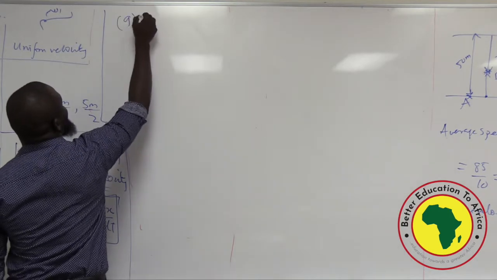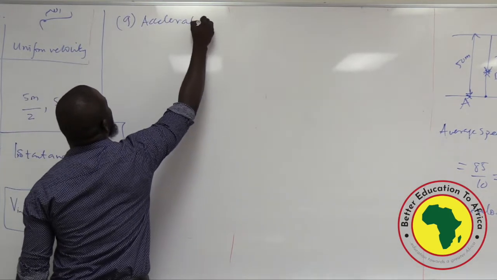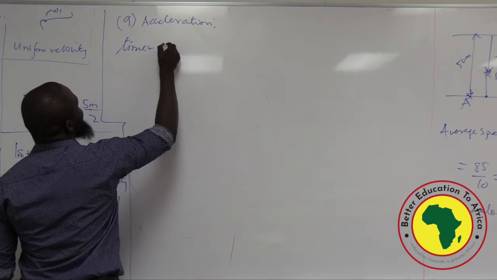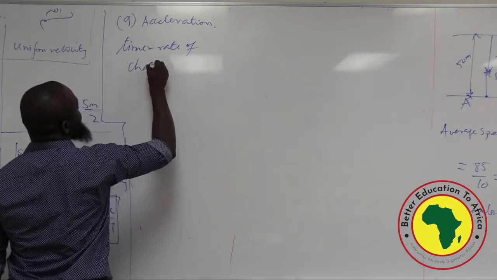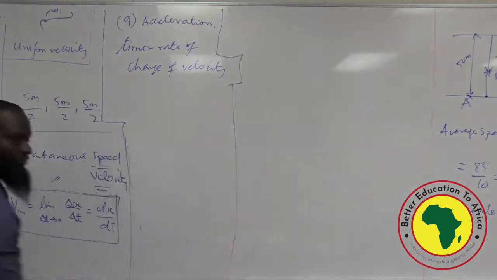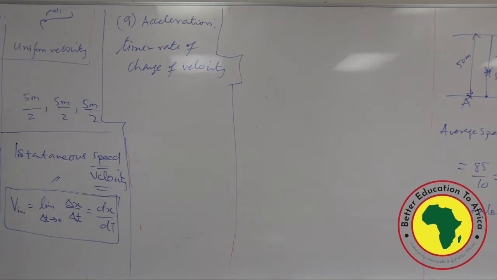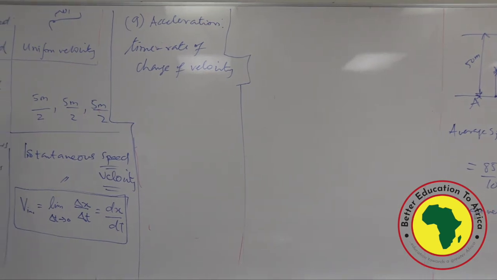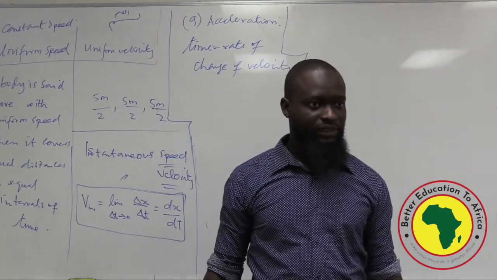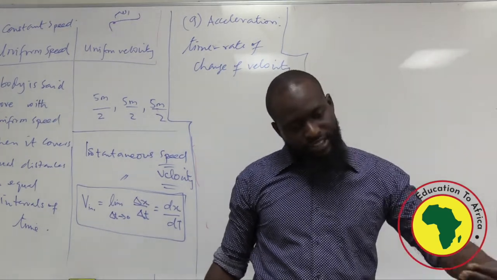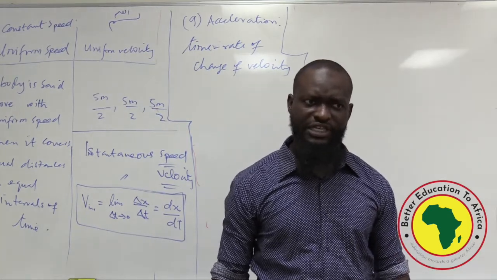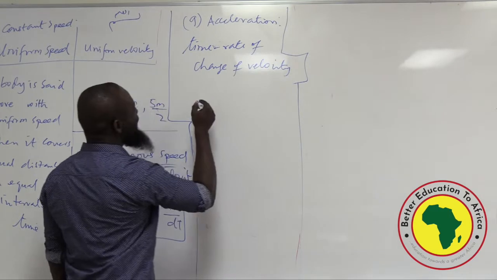Number 9. Acceleration. This is defined as the time rate of change of velocity. When your velocity changes with time, you are accelerating. It's a vector quantity because we have to put a sense of direction. Sometimes we use speed with time, but velocity is more appropriate if we can give the details of the direction.